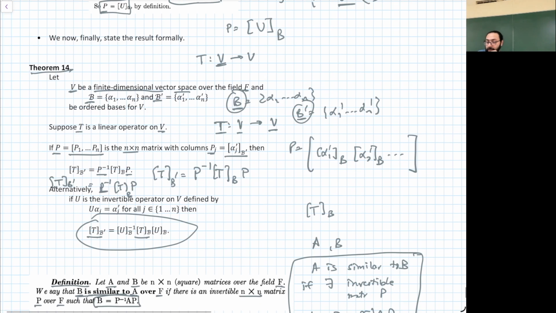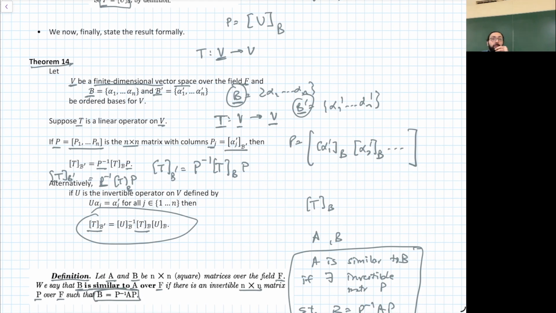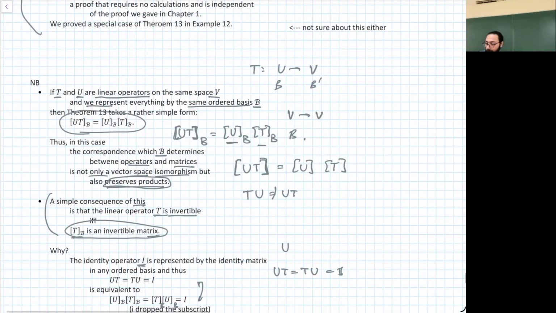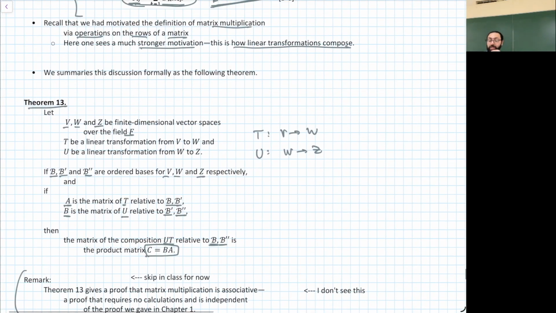Let me ask: is the statement of theorem 14 clear? It's not clear. Let's see. The statement of theorem 13, was this clear? Where we were saying that the composition is just the product. You were with us until then? Was theorem 13 okay for everyone? He's asking the ones who fell behind. Was theorem 13 okay for you guys?